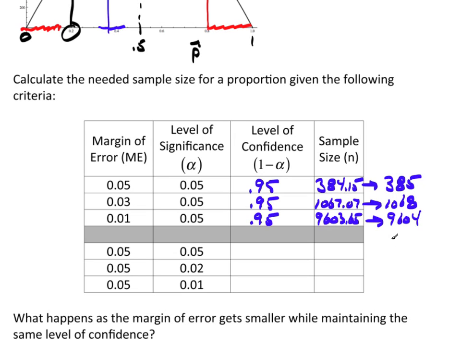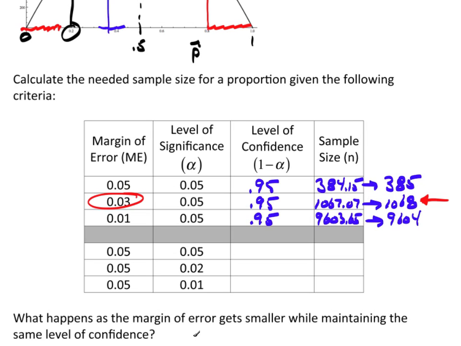Now, pay attention to this number right here, because you will see this a lot in the news. Very, very commonly, you will see a margin of error of 3%, sometimes 2%, quite often 5%. And you see, based on a sample size of 1,068, that's where that comes from.